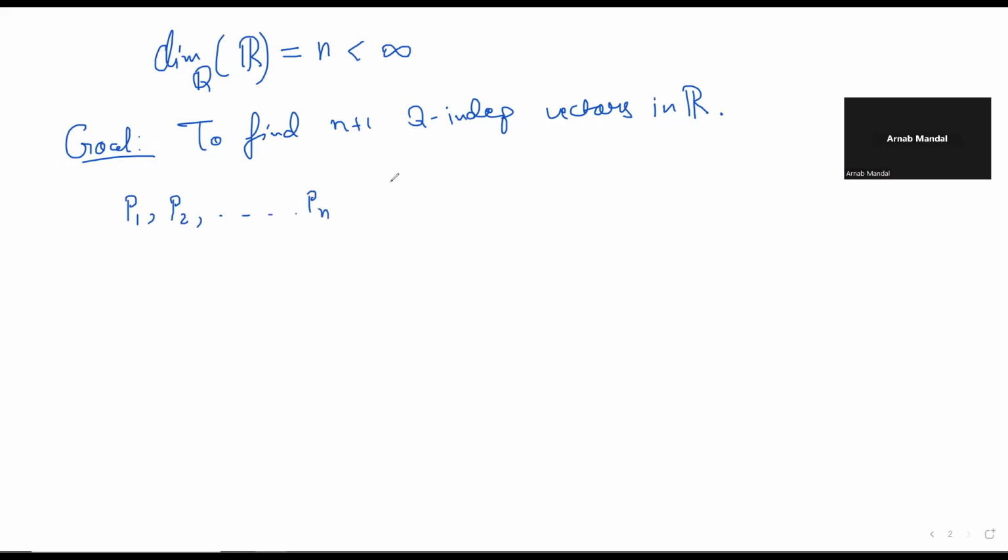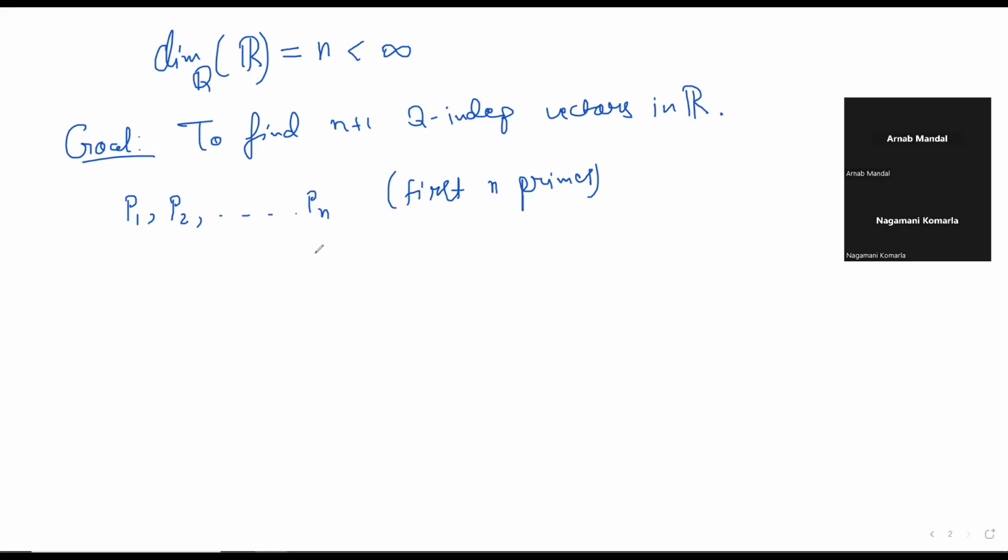And then they took log of P1, P2, and so on. So they are taking log to get some irrational numbers. I think it should be n plus 1. Yeah, n plus 1, otherwise we will not get it correct. Right. So they are taking log to get some irrational numbers. That is the thing.